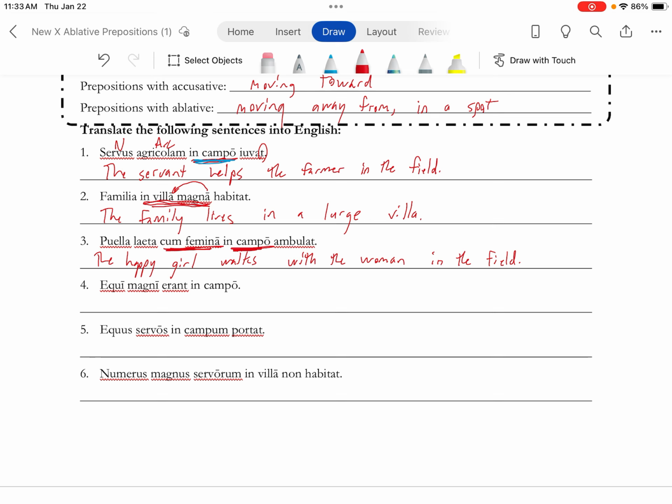Number 4, equī magnī erant in campō, our prepositional phrase is in campō. So equī magnī, the large horses, erant, were, in the field.